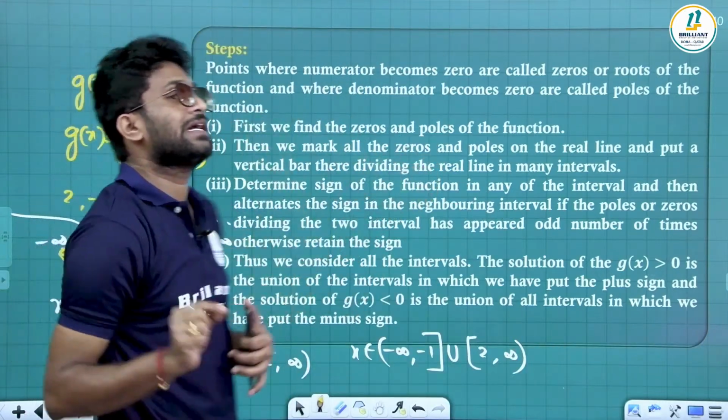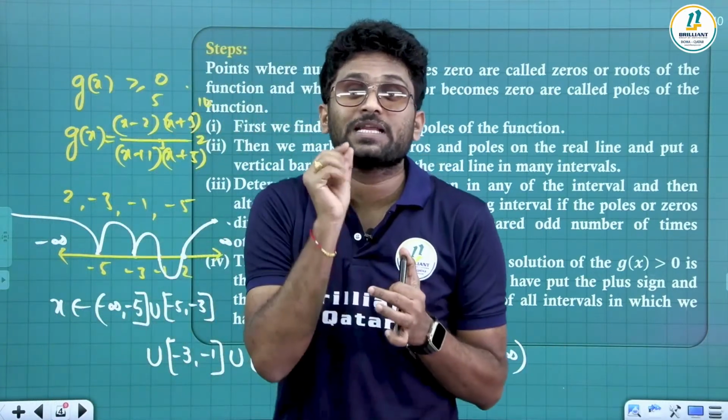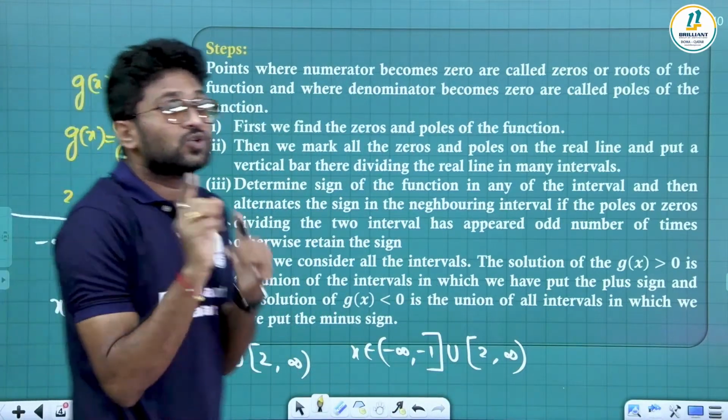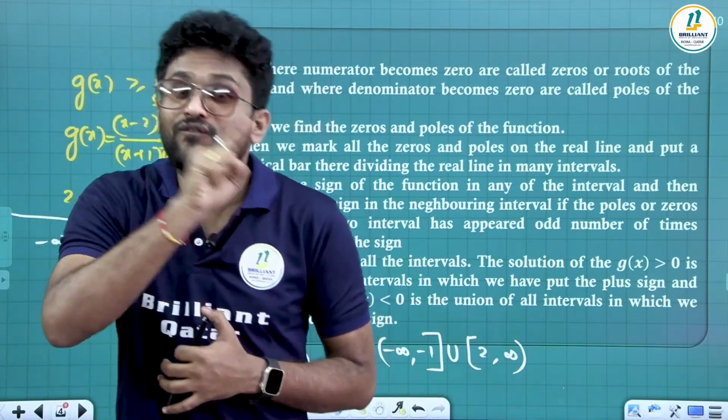Denominator poles shouldn't be included in the solution. That means these -1 and -5 of the denominator should never be included in the solution.